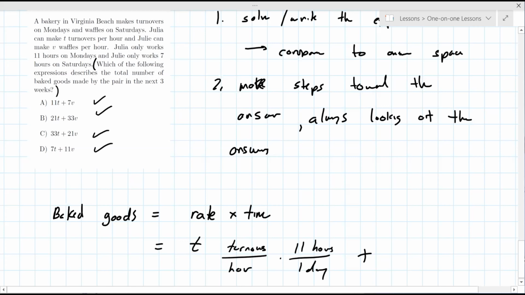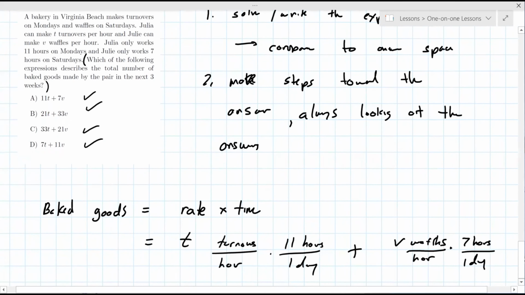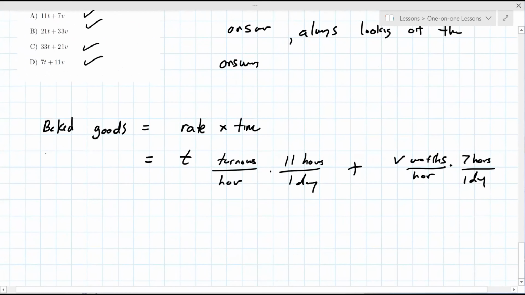Julie makes V waffles per hour, and she works 7 hours on Saturday, which we're going to say is one day a week. So in 1 week, this is the number of baked goods in 1 week.